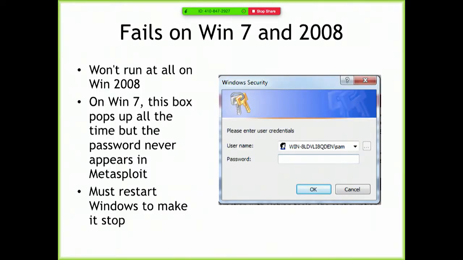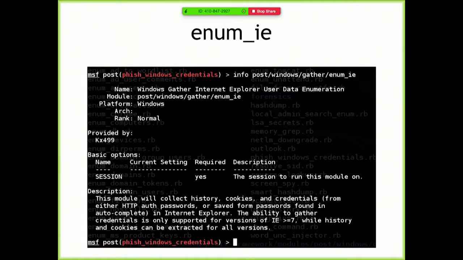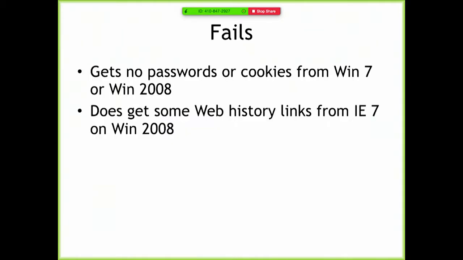Anyway, this one didn't work at all. On Windows 7, this box pops up, but the password never makes it to Metasploit. So I think it's again one of those modules that has not been updated to work on the latest versions of Windows. All right, here's one that enumerates Internet Explorer, getting user data, history, cookies and credentials, and HTTP auth passwords. Sounds pretty awesome, but it didn't work for me on Windows 2008.